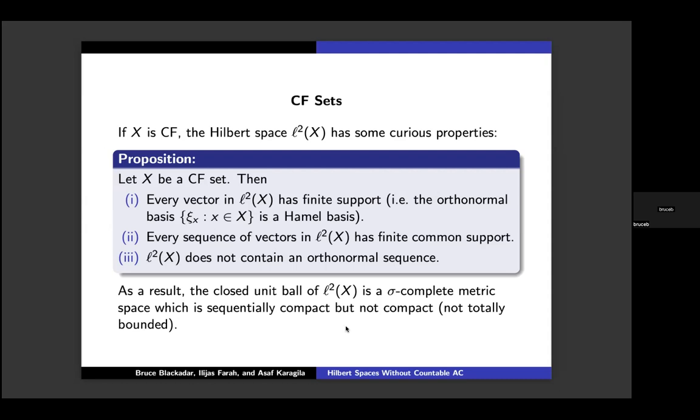And by the same proof, not only does any individual vector have finite support, but every sequence of vectors in L2 of X has finite common support. So any sequence of vectors in L2 of X has to all lie in some finite dimensional subspace of L2 of X. So in particular, you can't have an orthonormal sequence in L2 of X. And just as an aside, this shows that the closed unit ball of L2 of X is a sigma complete metric space, which is sequentially compact, but it's not compact because it's not totally bounded.